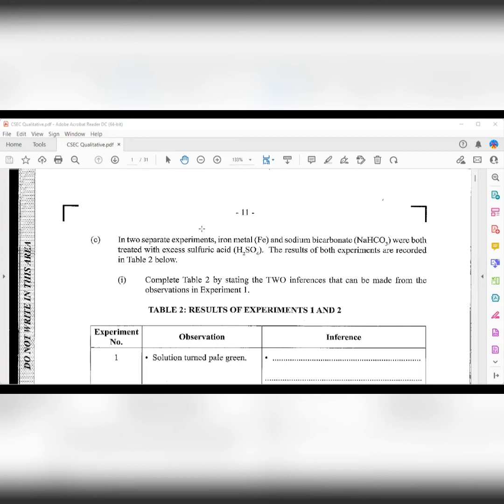Now, at this level, what you're expected to be able to do is identify cations and anions and gases. The gases that you're expected to identify are oxygen, carbon dioxide, hydrogen, sulfur dioxide, and nitrogen dioxide. Nitrogen dioxide is probably the easiest one to identify because it is a brown gas. As a matter of fact, whenever you see anything about brown gas being produced in qualitative analysis, it's usually going to be nitrogen dioxide.